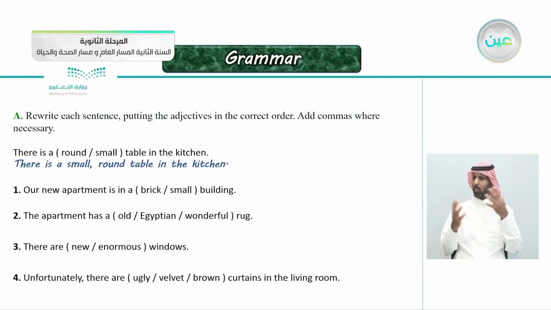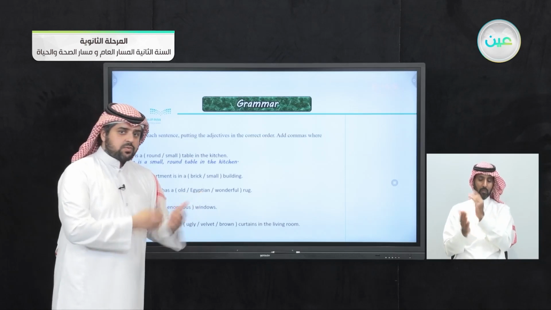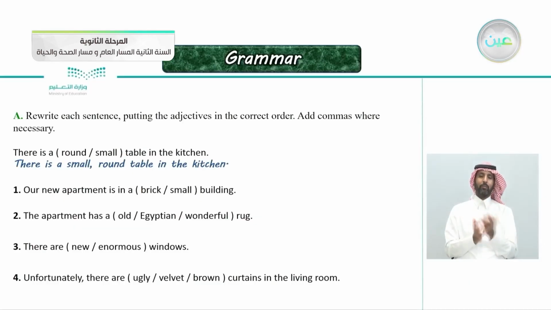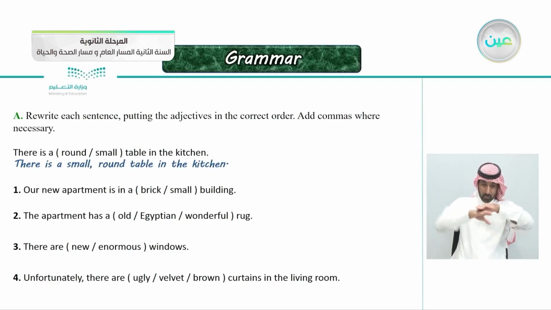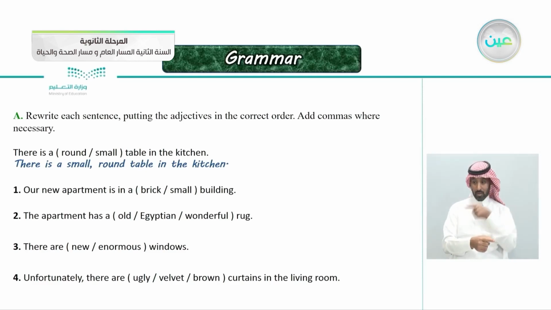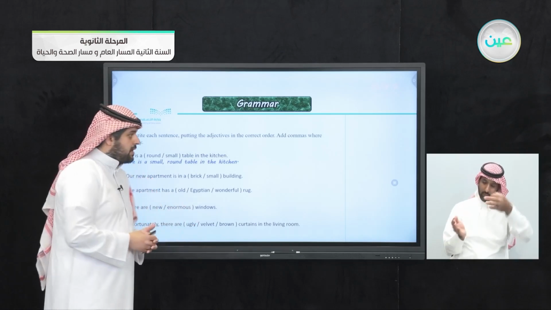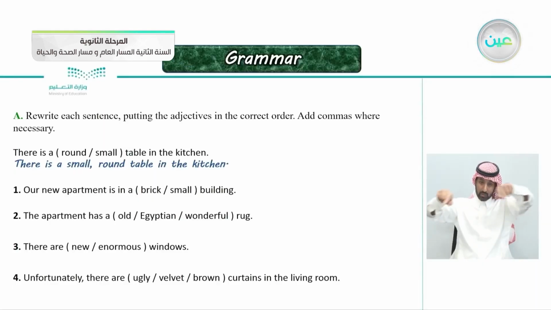So exercise A here: rewrite each sentence putting the adjectives in the correct order. Add commas where necessary. So we'll be rewriting these sentences, putting the adjectives in the correct order as we learned previously. The first one is already done. There's a small round table in the kitchen. If you remember the correct order that we took in the beginning of this lesson, try to read it on the page, then get back to this exercise.